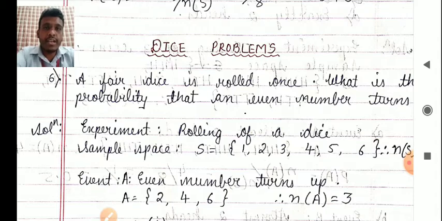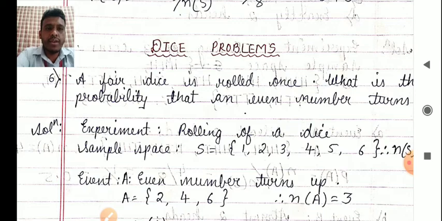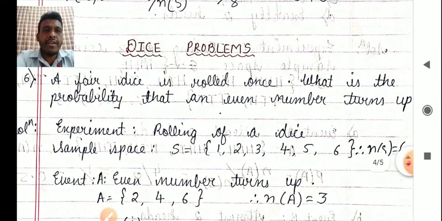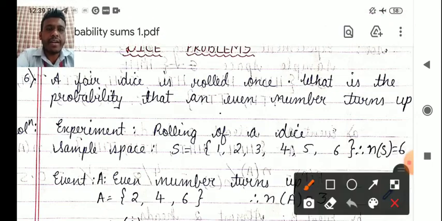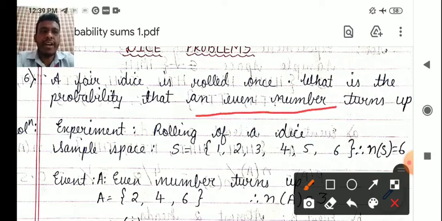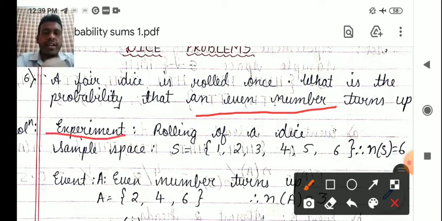So let us take a problem. A fair dice is rolled once. What is the probability that the number that we get is an even number? That is, they have asked what is the probability that the number that we get on the top is an even number. So what is the experiment here? The experiment we are doing is rolling of a dice.